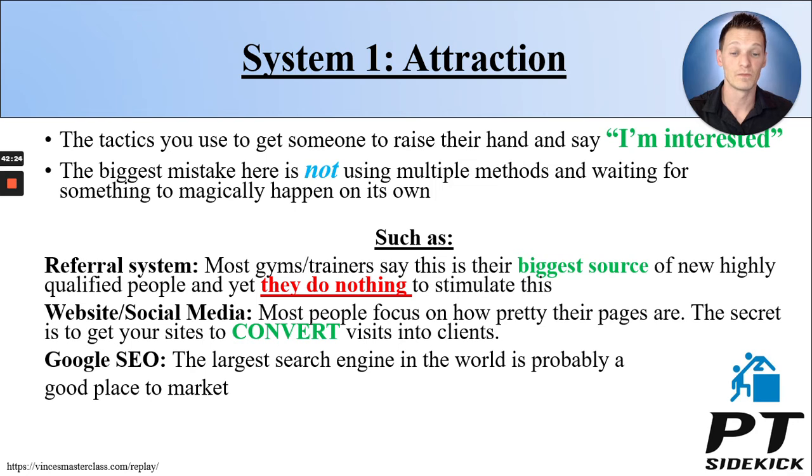Okay, so what do I mean by having multiple methods? Well, this is going to go back into the 5 marketing types, such as having a referral system. Most gyms or trainers say this is the biggest source of their highly qualified leads, and yet they do nothing to stimulate this. They have no referral machine. They have no referral system whatsoever, and they don't even focus on this. They just focus on cold leads all the time.